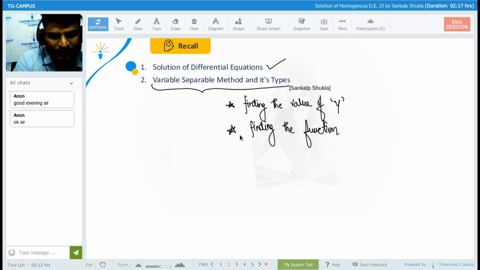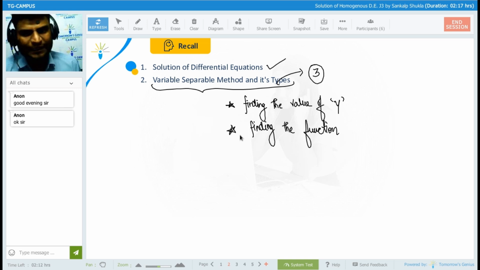And we discussed the variable separable method and its types. How many types were there? Three types. What were the three types? Type 1 was reducible to variable separable, and there were polar coordinates also, when we discussed how x dy minus y dx can be written using r cos theta, and so on. So these were the tricks.